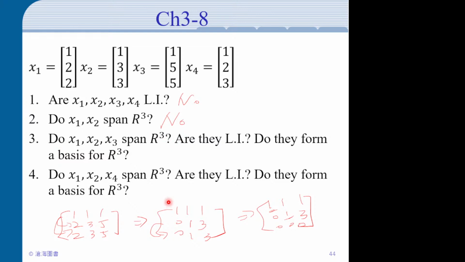And yeah. So we are over time, but you can do a similar operation on x1, x2, x4, and then you should see that the reduced form is the identity, and so they are actually LI, and it's a basis of R3.